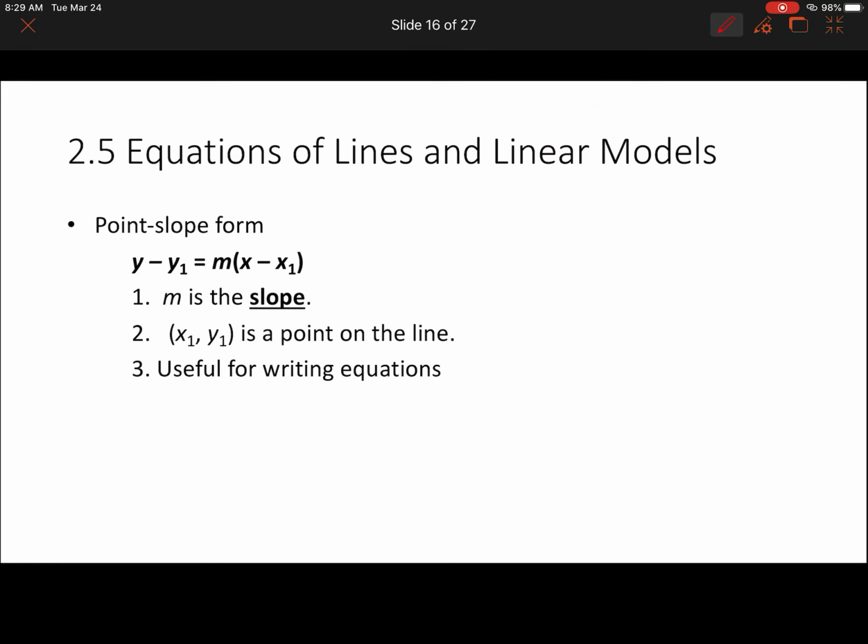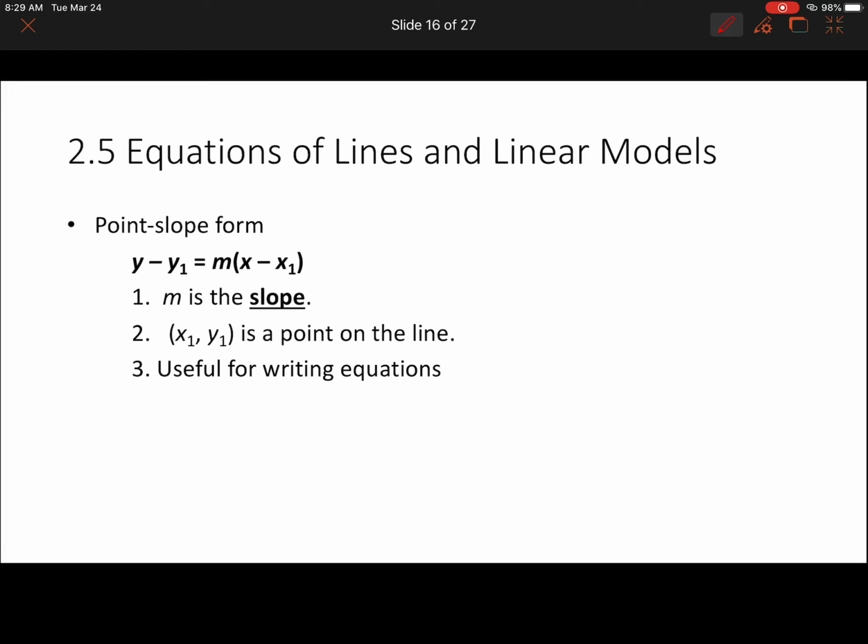We're going to build on this in 2.5, so I'm just going to move on into that. In section 2.5, we're talking about writing equations. And so we have these 3 different forms of equations. One of these we have not talked about, this first one. The other 2 we have mentioned, so we'll just quickly run through those.